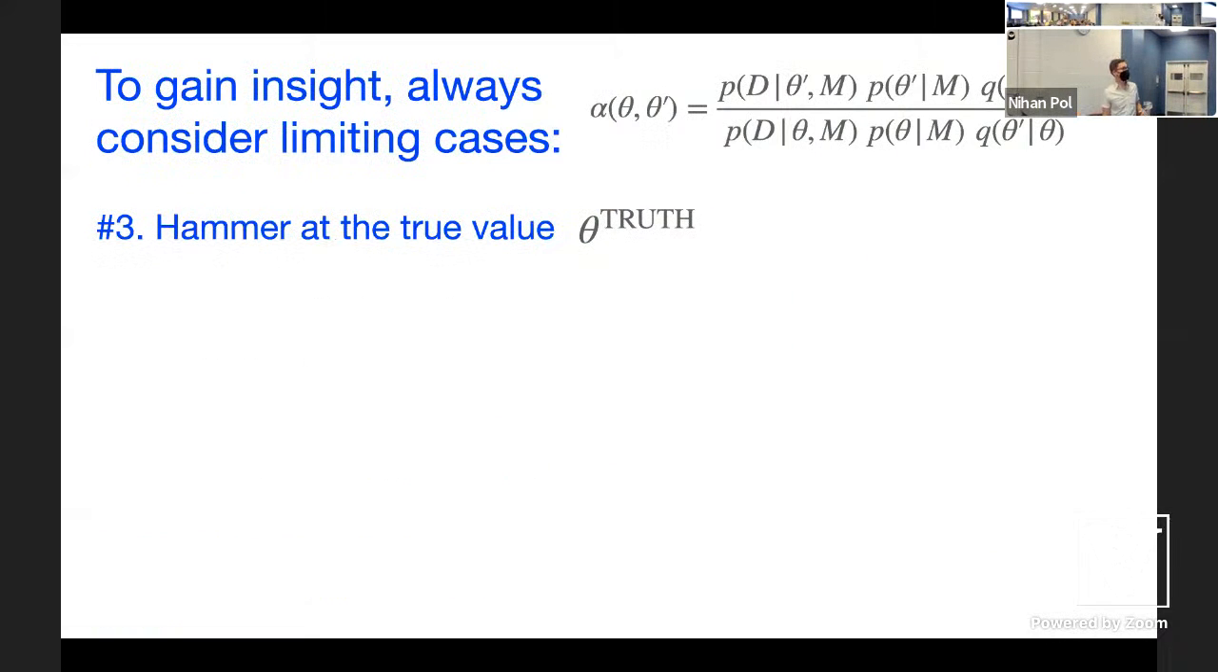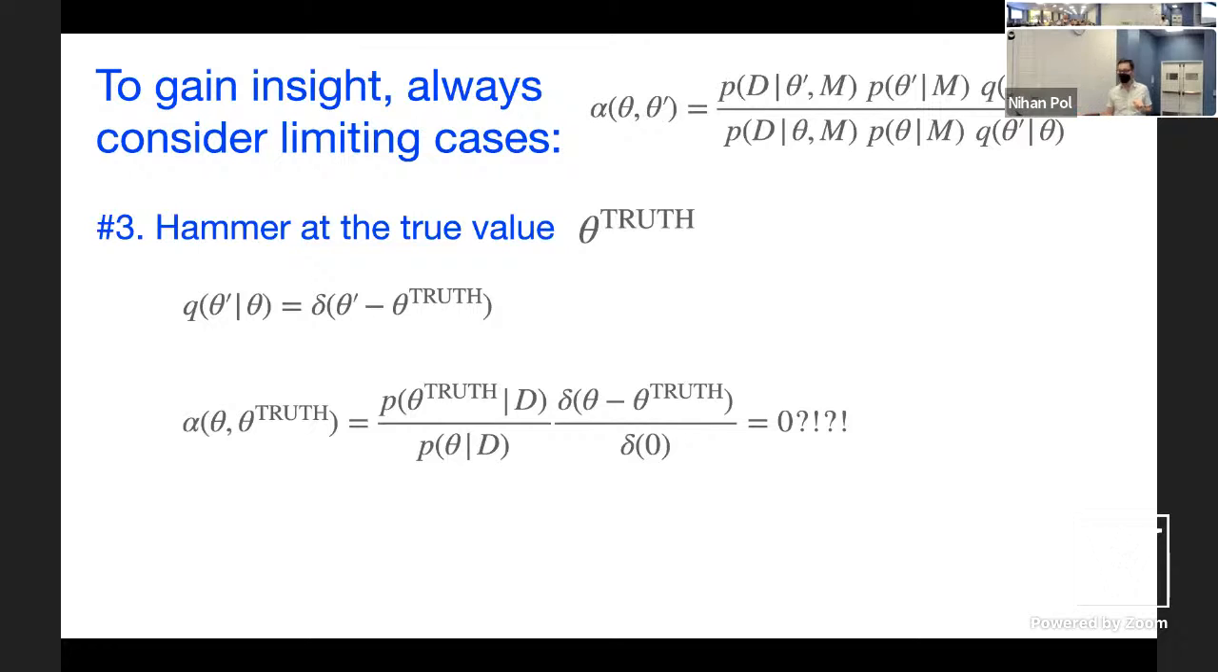Okay, the third possibility for our limiting cases is, let's say you were really, really good and you designed a proposal distribution that said, go to the right value. And that's your only option, right? You somehow knew what the right answer is. You knew what the truth was. And your proposal distribution says, just go to the truth. So your proposal distribution is going to be like a delta function at the truth value. This seems like a really good idea. Unfortunately, if you plug this into the transition probability and turn the crank, you actually get a transition probability of 0, which is a little counterintuitive.